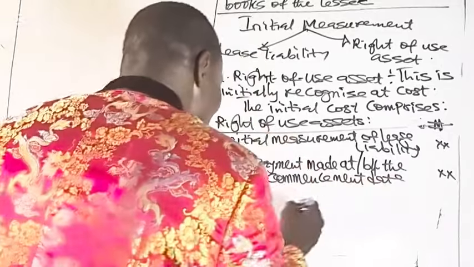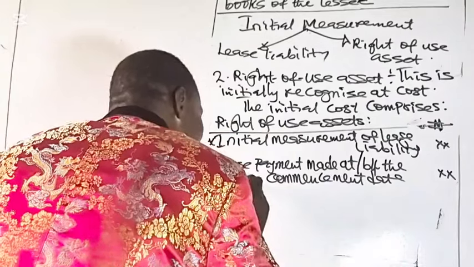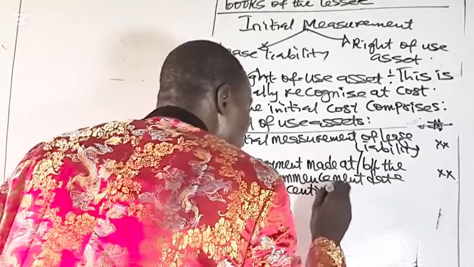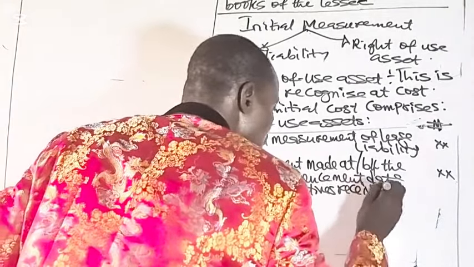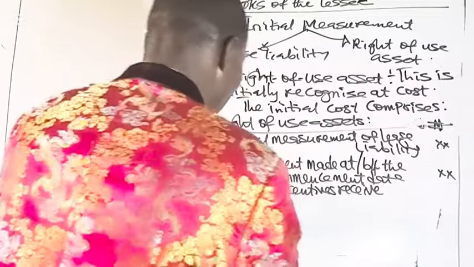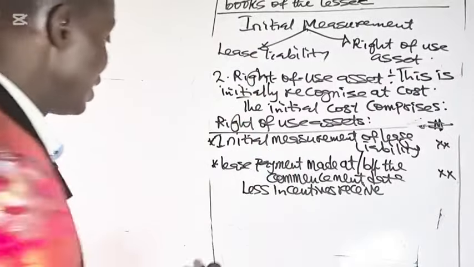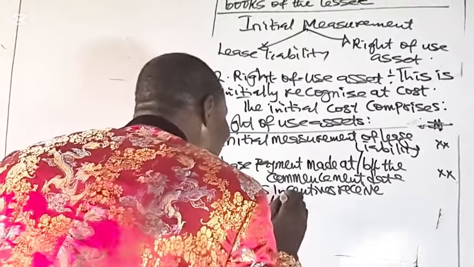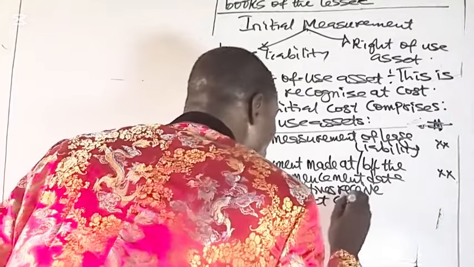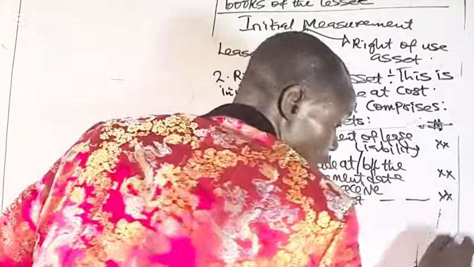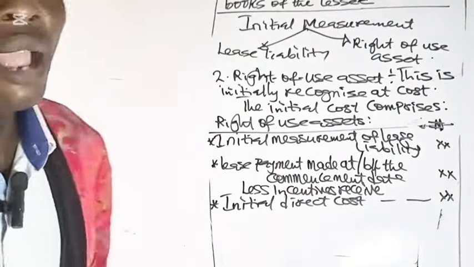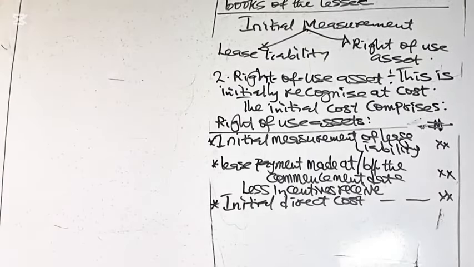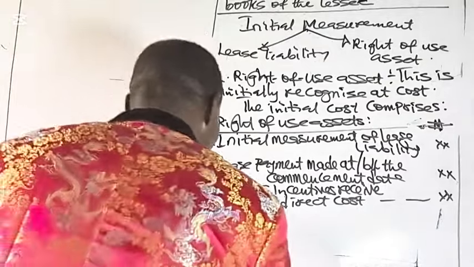Less incentives received, that is, less lease incentives. So you deduct that. Then if you have the initial direct cost, you add it. Then if you have the estimated cost of removing or dismantling the asset, you add it.